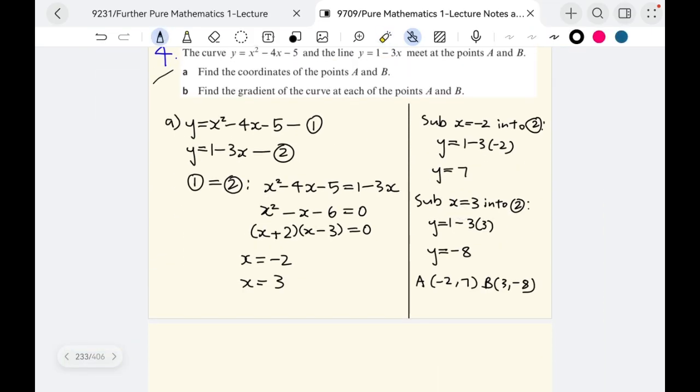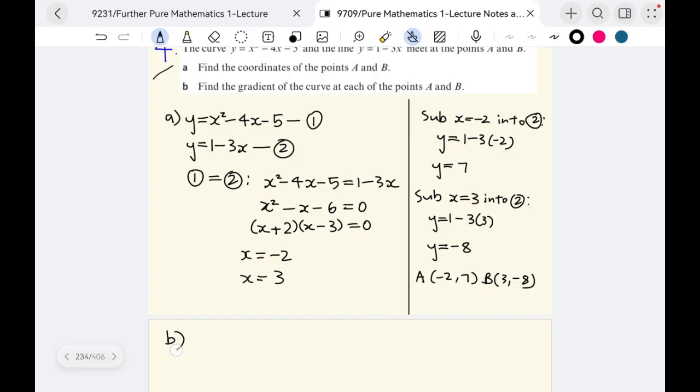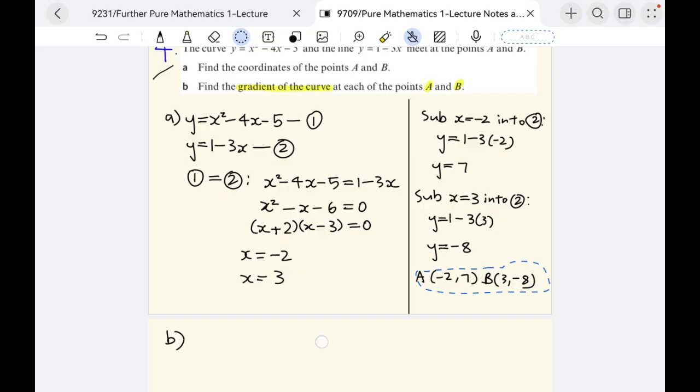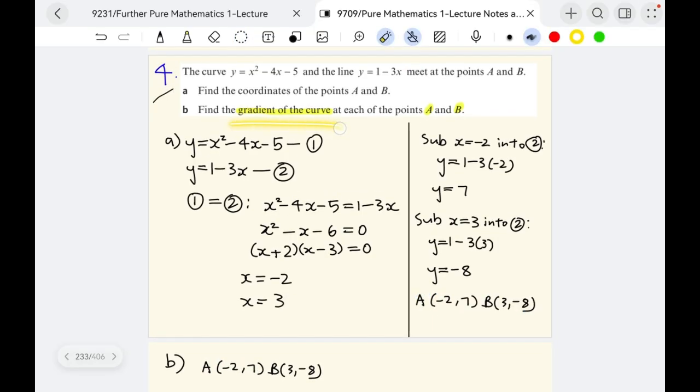So let's proceed to part B. Find the gradient of the curve. Please highlight "gradient of the curve" for each of the points A and B. Use your answer obtained from the first part over here. What does the gradient of the curve mean? It is the gradient of the tangent, because the gradient of the curve is not constant unless you obtain a fixed point. The fixed points are A and B.